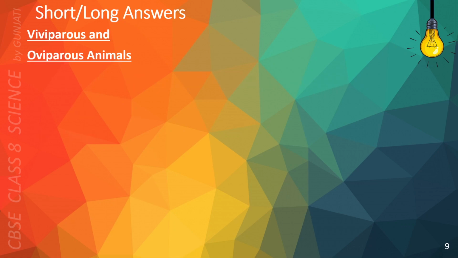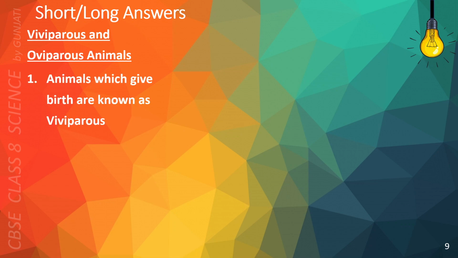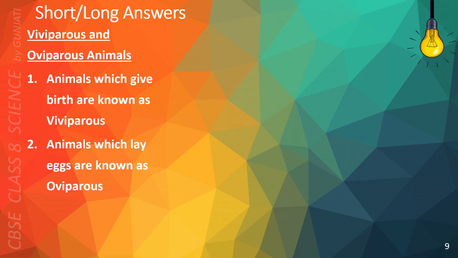The following points will help you answer questions on viviparous and oviparous animals. Animals which give birth are known as viviparous. Animals which lay eggs are known as oviparous. Cat is viviparous. Hen is oviparous.